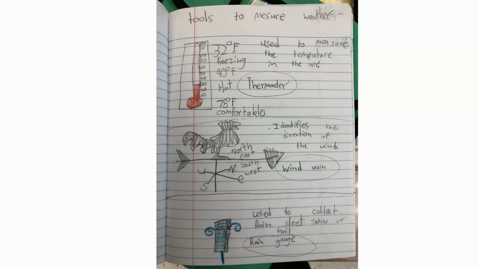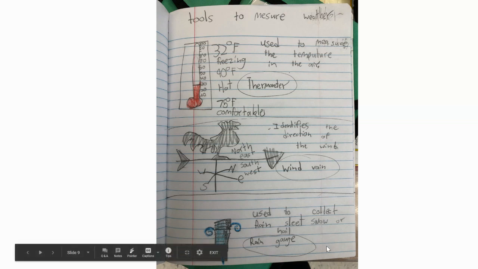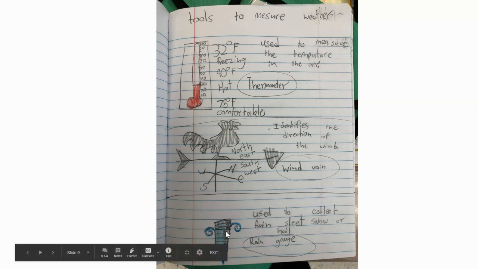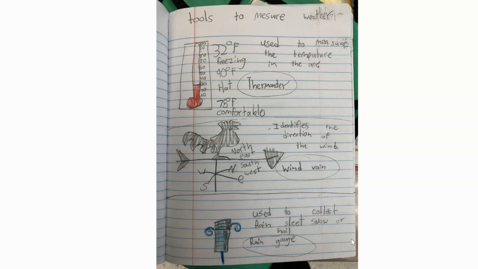And then you see the weather vane or wind vane. They've labeled it north, south, east, and west, and it identifies the direction of the wind. It tells us what direction the wind is blowing. And they've even reminded me that it's called a wind vane. And then the final instrument is a rain gauge. It's used to collect rain, sleet, snow, or hail, and they drew a wonderful picture here and even showed me the lines on it to show how you can measure how many inches of rain.